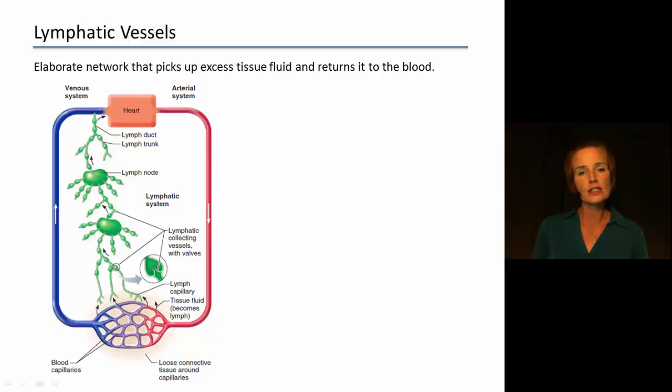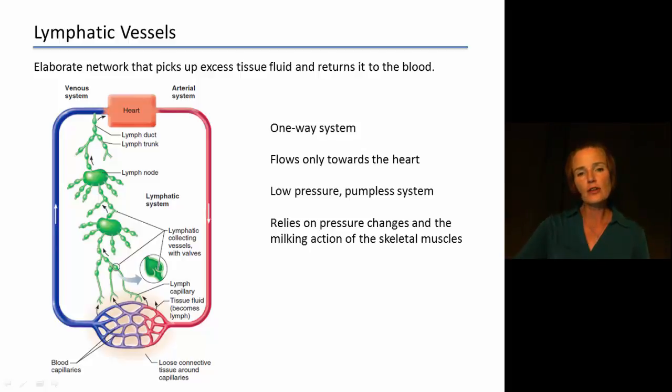But the lymphatic vessels are going to be responsible for really filtering this fluid before it does go back to the blood. So it is going to be a one-way system. It flows only towards the heart. And then other things about this system is that it's a low-pressure, pumpless system, and it really relies entirely on pressure changes and then also the milking action of skeletal muscles.